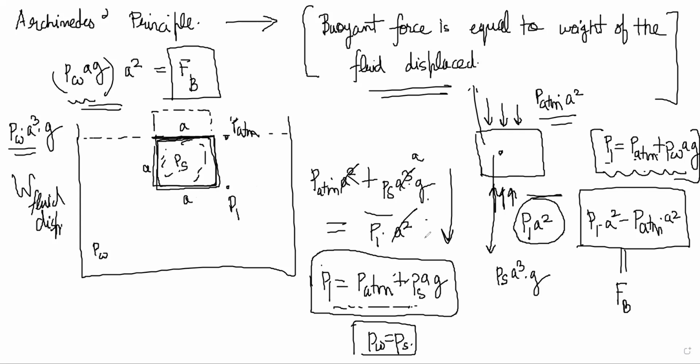So basically what I want you to understand is that force of buoyancy is nothing but the difference in pressures between the lower surface and upper surface, which results in an upward net force. That upward net force is called buoyancy. So this part, P1 into A square minus PATM into A square for this particular case, once you work it out, you can realize that it will be equal to the weight of the fluid displaced, rho W into A cube into G, right? So buoyancy can help us figure out the densities.